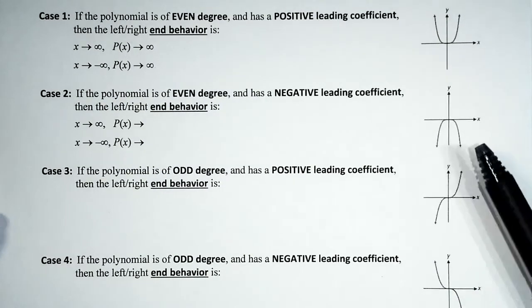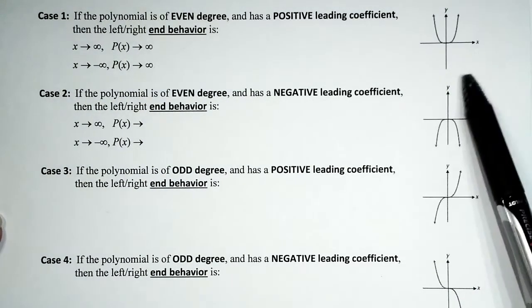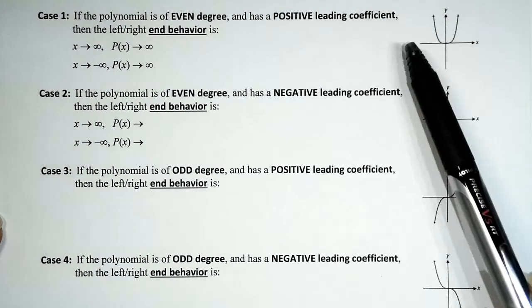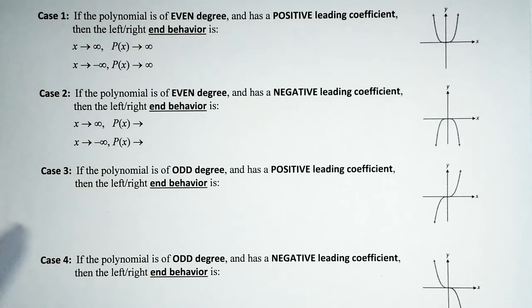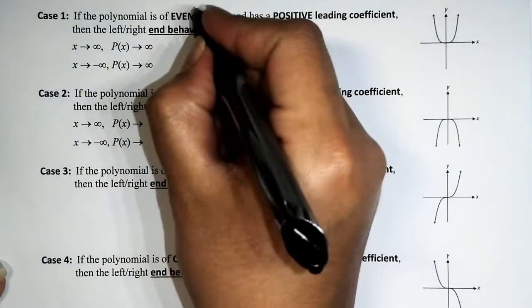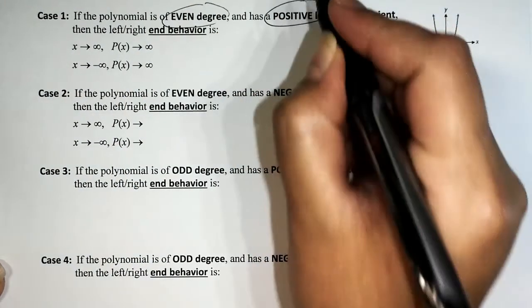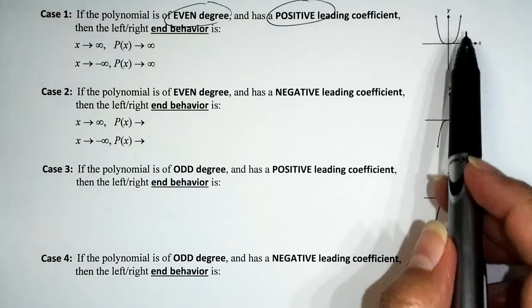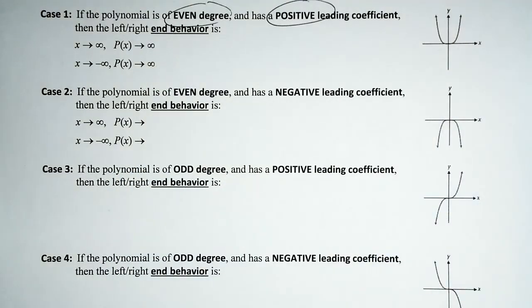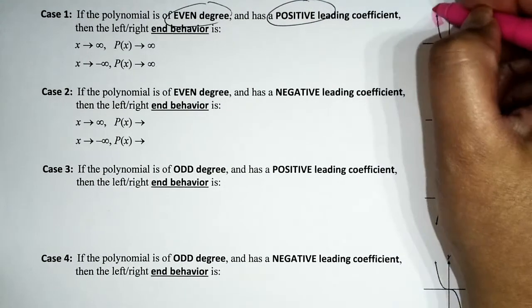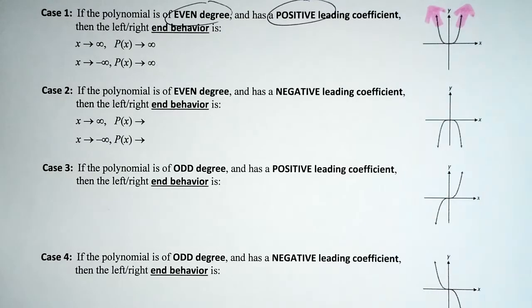So again, the ends will either go up or down, and the in-between action, like how many hills and valleys we are going to have, is a different situation. So let's look at the first case scenario. Case number 1: if we have a polynomial with even degree and a positive leading coefficient, what is the left and right end behavior? How do the ends behave? Are both ends going up, both ends going down, one going up and one going down, and so forth?